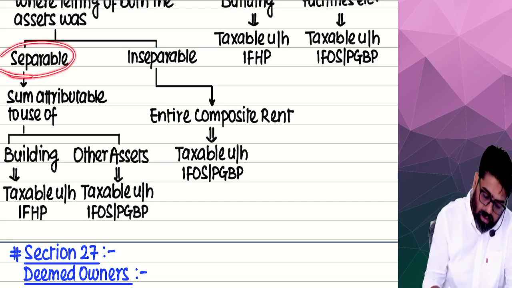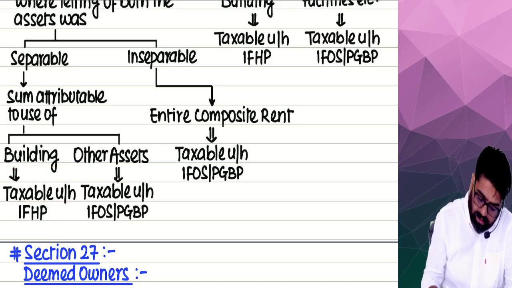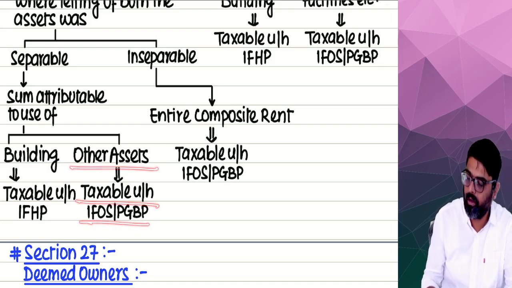So, if the lettings were separable, separate the rent for building, tax it under the head house property, and separate the rent for other asset, charge it under the head IFOS or PGBP.